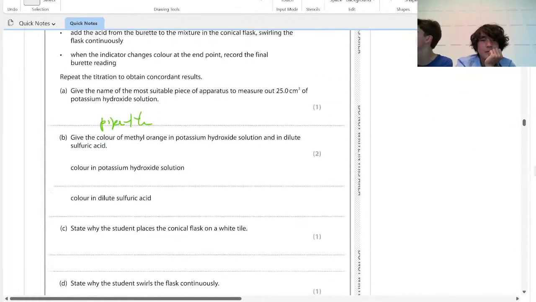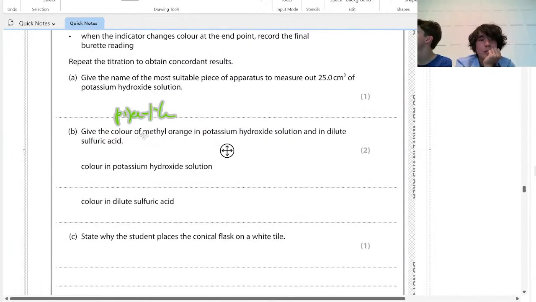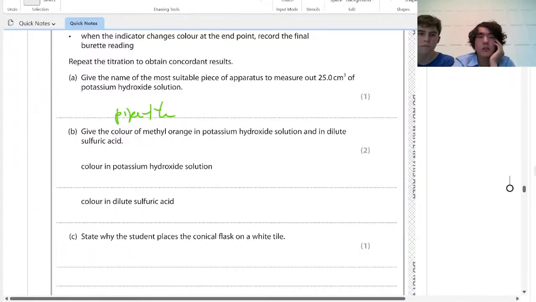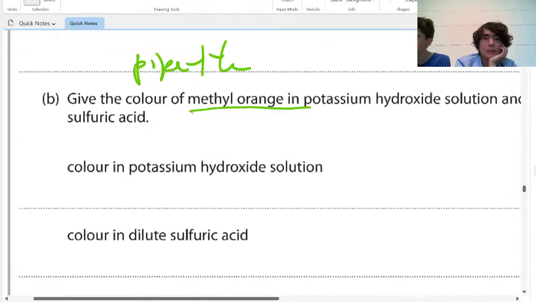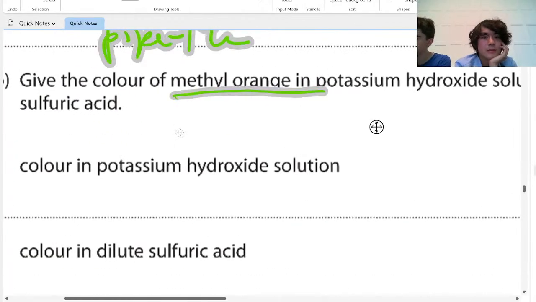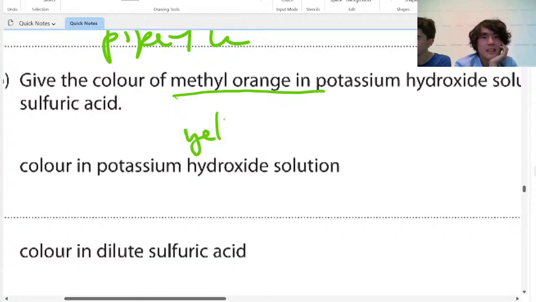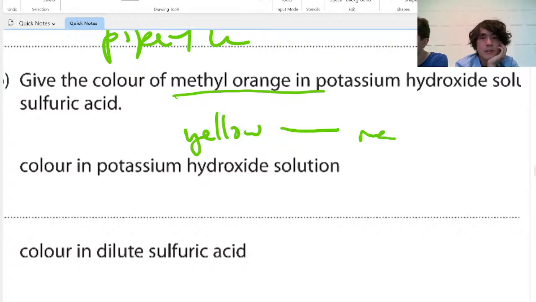Give the color of methyl orange in potassium hydroxide and dilute sulfuric acid. So what does methyl orange do? Methyl orange is yellow in acid. Monkeys eat proper butter, because it's propane.